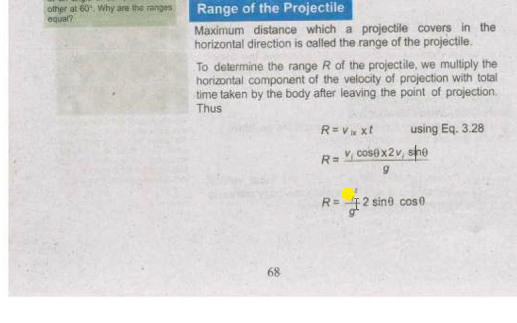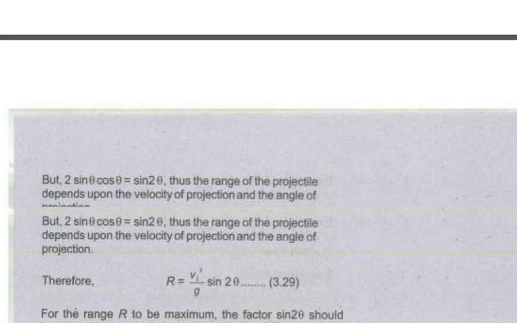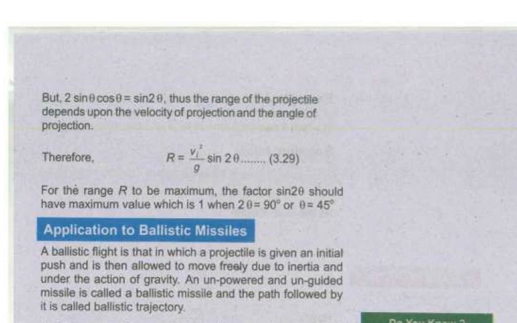So the expression becomes Vi square over g into 2 sin theta cos theta, and we also know that 2 sin theta cos theta is equal to sin 2 theta. By the trigonometric relation we know that 2 sin theta cos theta is equal to sin 2 theta. Thus the range of the projectile can be written as Vi square over g into sin 2 theta.